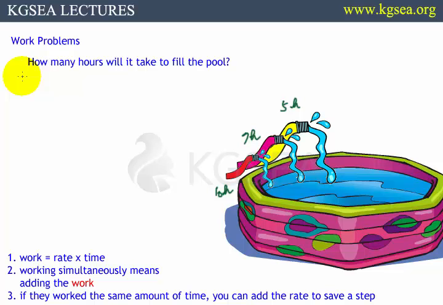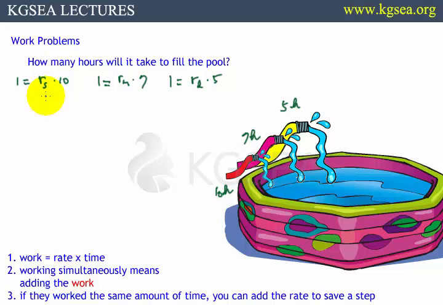I think I will run out of room, so I will write small. The smaller one takes 10 hours to fill one whole swimming pool, the medium one takes 7 hours, and the large one takes 5 hours. What if they work together? How long would it take? So I will just use this one, adding work here.